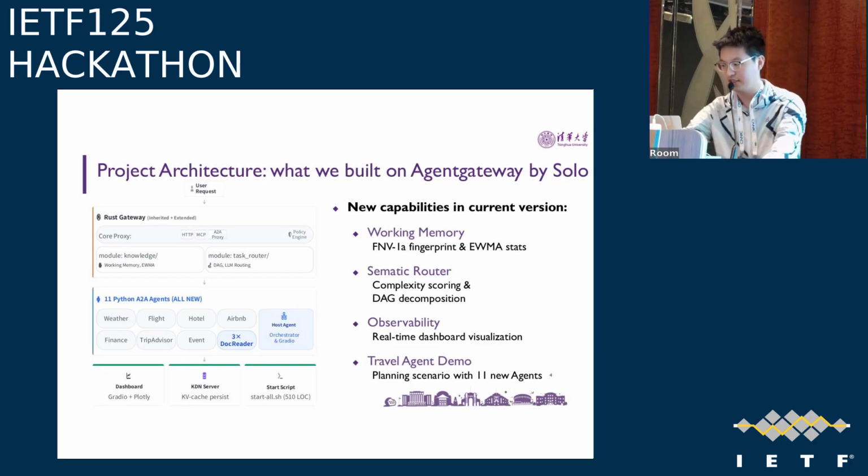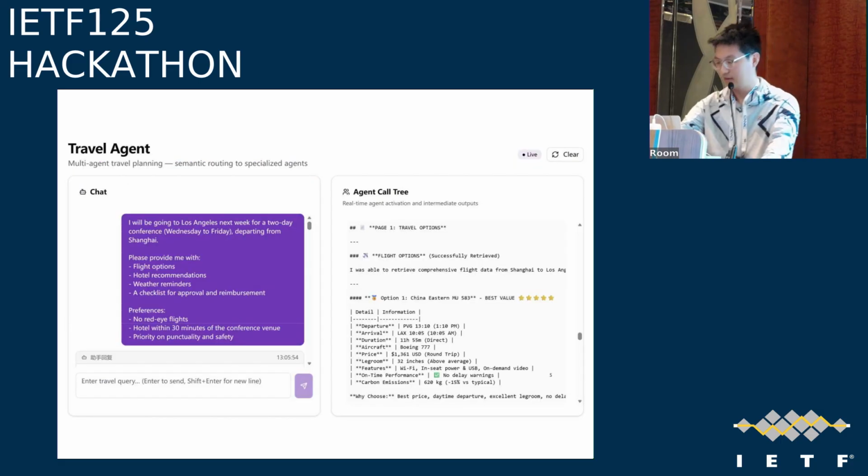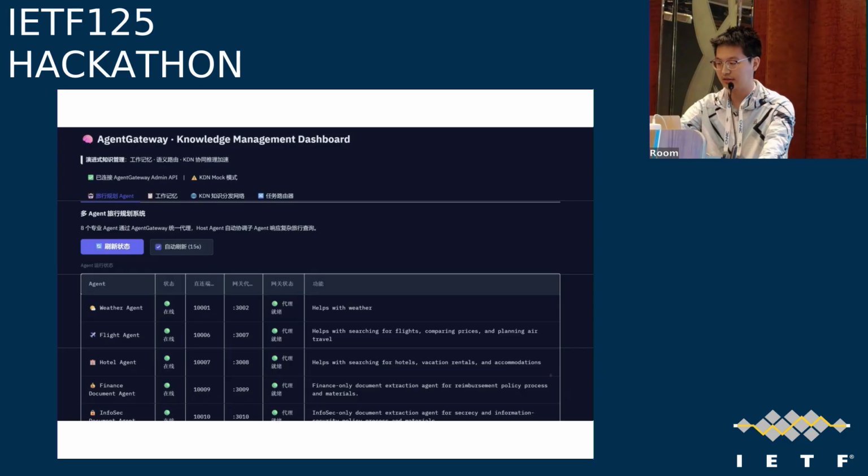This is our detailed project structure, architecture here. Current version includes 3 new capabilities for the gateway: working memory fingerprints requests and enables memory reuse. The semantic router routes messages based on complexity, and the observability dashboard monitors all of this in real time. This is our project demo here. You can see the model output, and this is our monitoring dashboard.